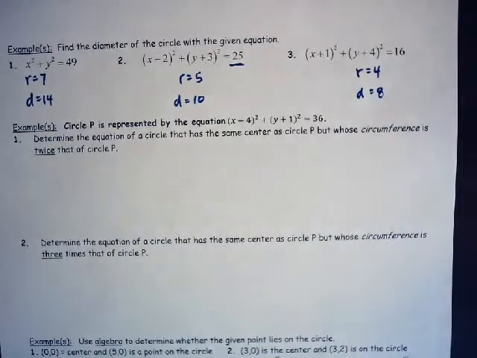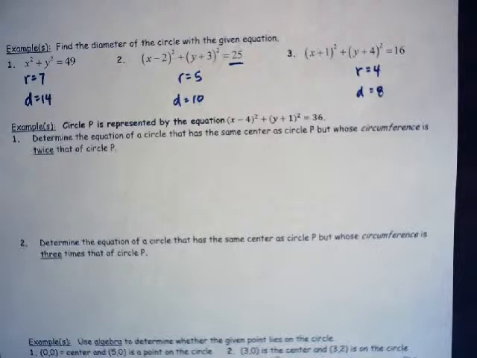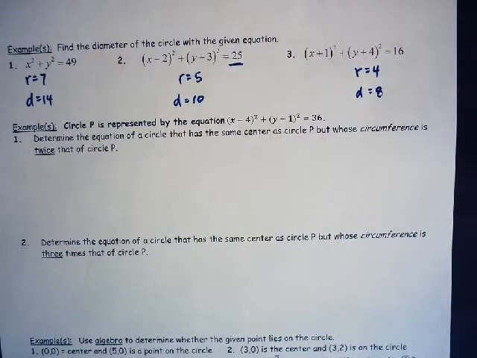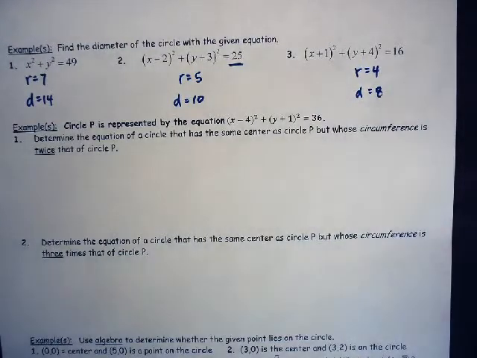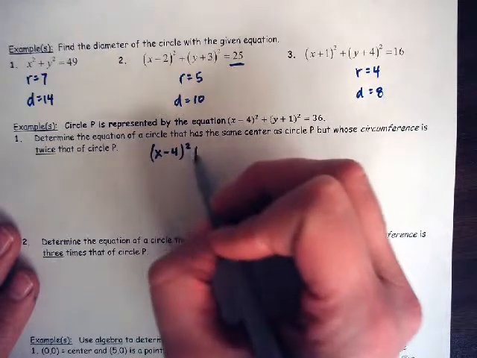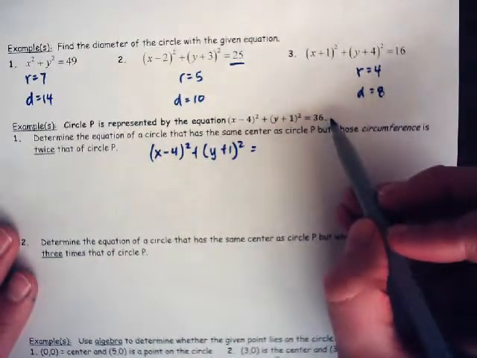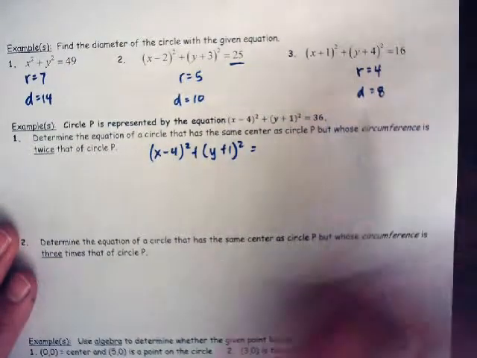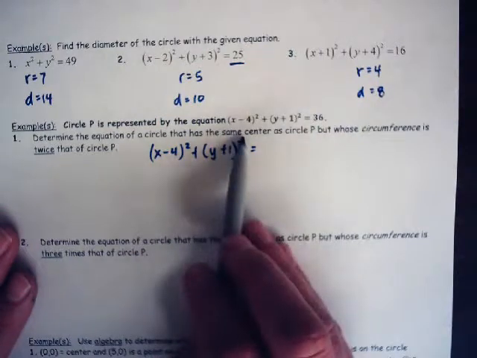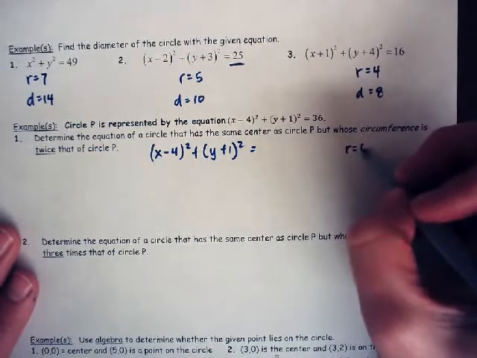Okay, number 1. Let's try a challenge problem here. Circle P is represented by the equation x minus 4 squared plus y plus 1 squared equals 36. Determine the equation of a circle that has the same center as circle P but whose circumference is twice that of circle P. So I know I'm going to have x minus 4 squared plus y plus 1 squared. But it's not going to equal 36 this time. I got to figure out what it's going to equal. And the reason why it's the same is because it has the same center. So the radius of this one is 6.